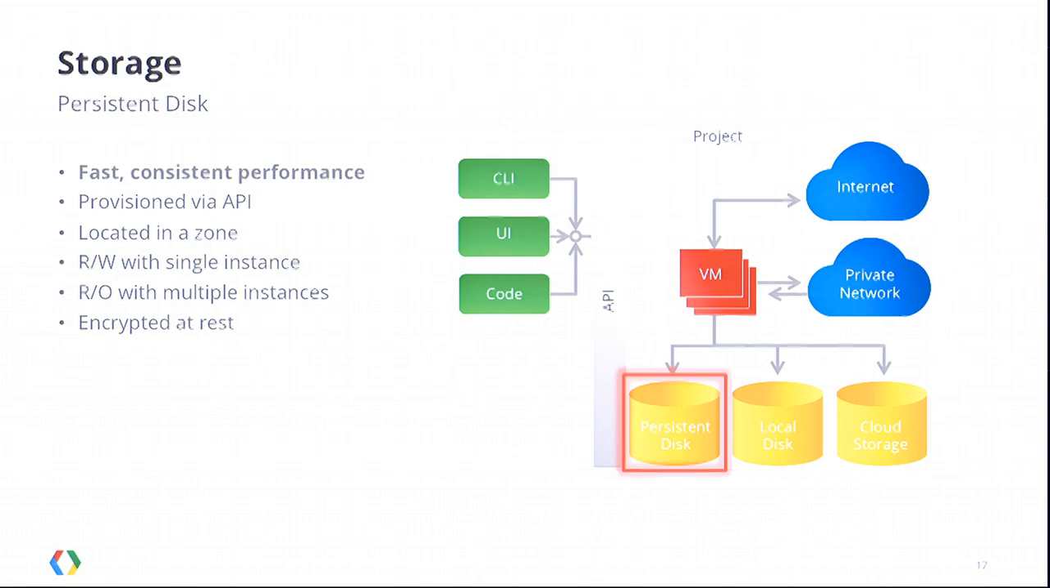And this is provisioned just like instances. So whereas Evan called gcutil add instance, you can call add disk also. And these things are located within a zone, similar to instances also. Now, you can mount these things read-write to a single instance, or you can mount them read-only to a whole bunch of instances. And we think that being able to have a static data set that you can mount read-only is a really interesting feature.